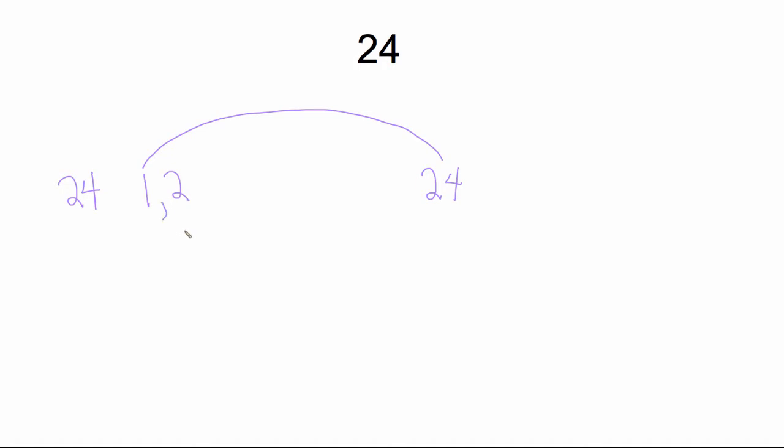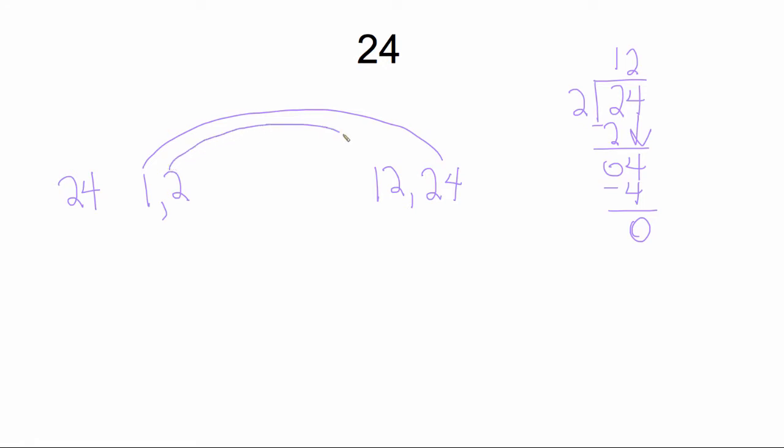So what I'm going to do is do a simple division problem. We're going to see how many times 2 goes into 24. 2 goes in once, subtract, you get 0, bring down the 4, and 2 goes into 4 twice, and that's perfect. So 2 times 12 is 24. You might already know that 2 times 12 is 24, but you need to know the process in case you don't know.